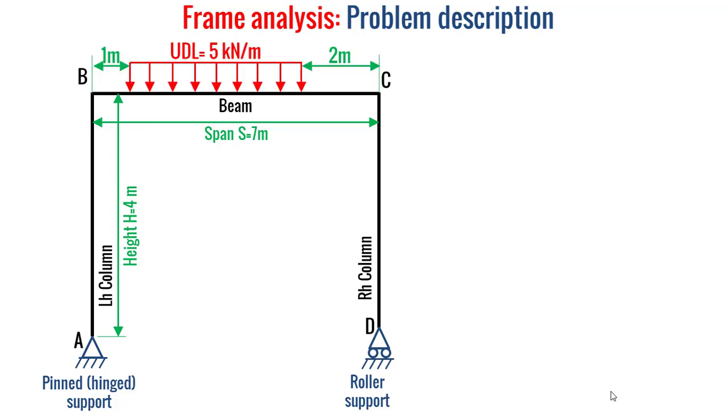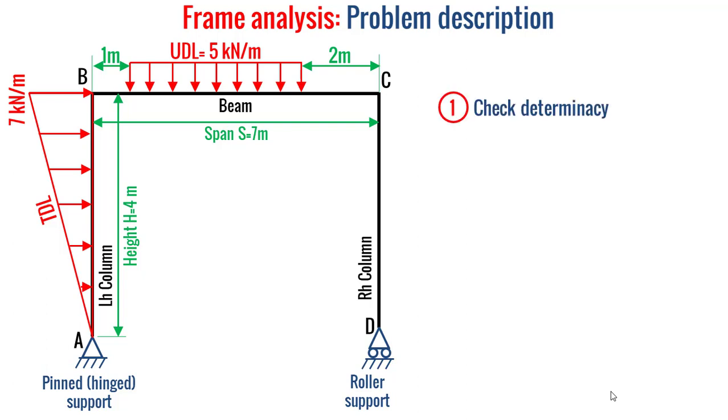The frame is loaded by a uniformly distributed load, UDL, equal to 5 kN per meter along a portion of the beam distant by 1 meter from point B and 2 meters from point C. And the left-hand column is loaded by a triangular distributed load with 0 kN per meter at point A and 7 kN per meter at point B.